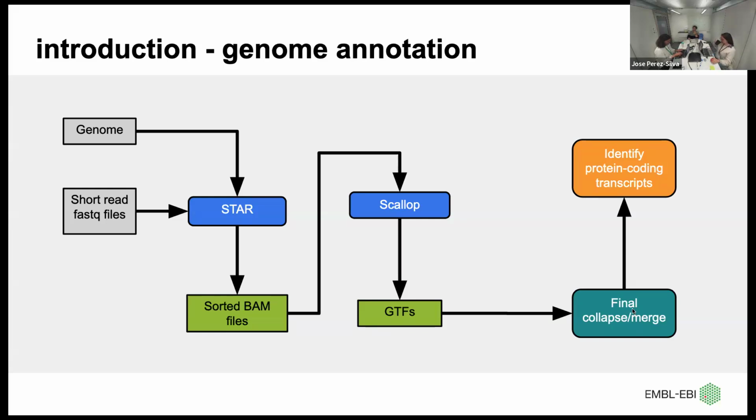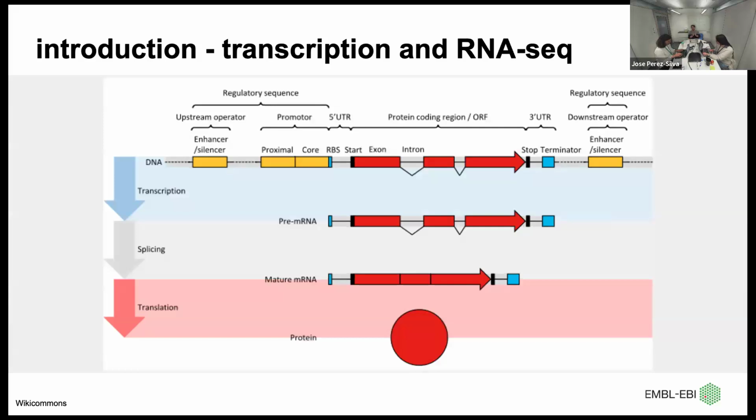Finally, in a normal annotation, although we won't be doing this here, we would build the final gene models and finally identify which of those are protein coding. Again, we will not be doing these last two steps today, but we'll discuss them very briefly at the end, so I'm mentioning that.